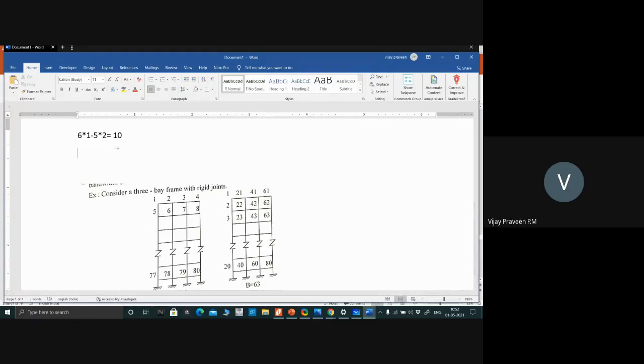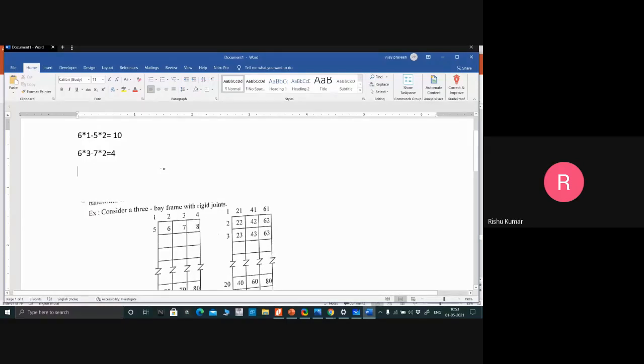Okay. Next I will come to the next element. Here, I will take it like this: 6 into 3 minus 7 into 2. How much? 4. Equal to 4. Next, 6 into 1 minus 5 into 2. This is also 4, no? Okay.